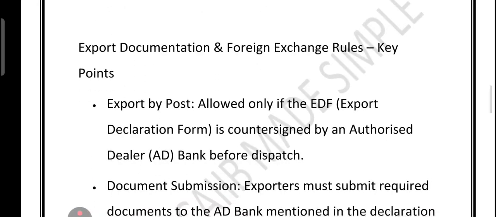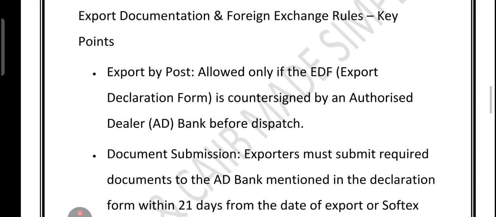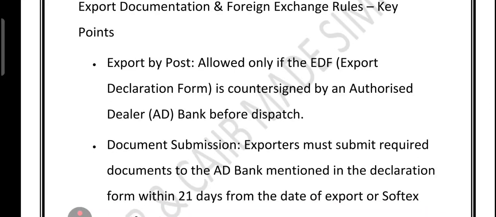Let's talk about export documentation. So friends, exporting goods is not about just packing and shipping. There are strict rules for paperwork and foreign exchange that the exporter must follow.